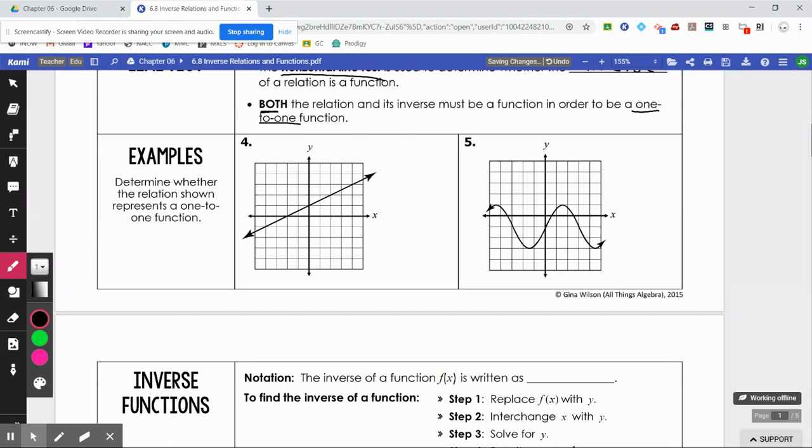Number 4 is a function, because if you draw vertical lines, you never hit more than one point. If you draw horizontal lines, you never hit more than one point. So therefore, is this a one-to-one function? Yes, it is. The next one, number 5, is a function, because with the vertical line test, you never hit more than one point anywhere on that graph. However, if you draw a horizontal line, notice just with that one horizontal line, I hit 3 different points. So this is a function. Its inverse is not a function, so therefore it would not be one-to-one.